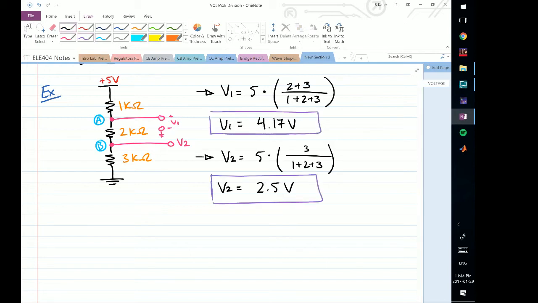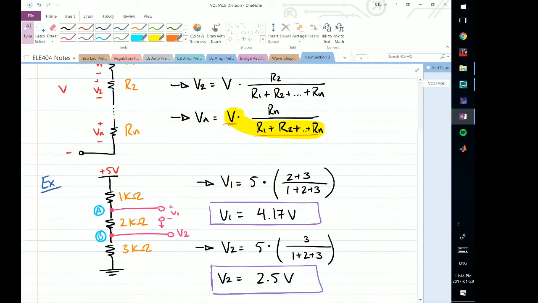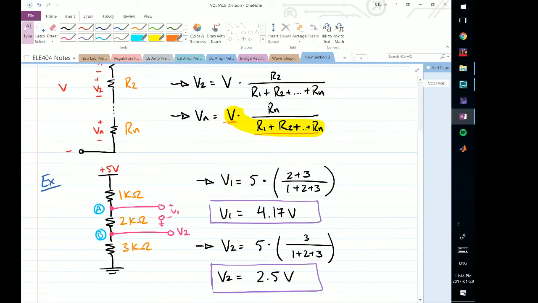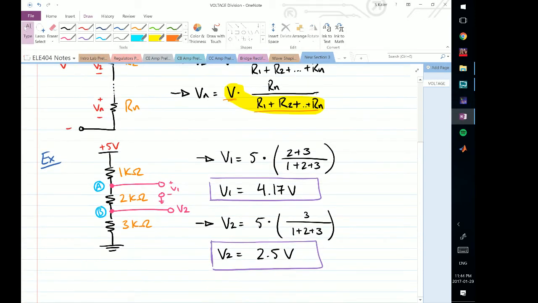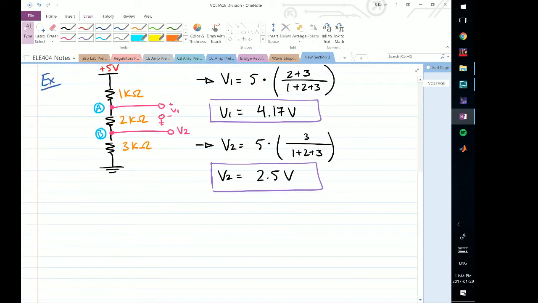And so you can see that voltage division is essentially Ohm's law. You use Ohm's law twice, once for the current and then again for the voltage of interest. So we're pretty much doing an Ohm's law of the total branch, and then we're doing Ohm's law for each particular resistor, or in the case of A, it's the sum of the two resistances. So that's it for voltage division.